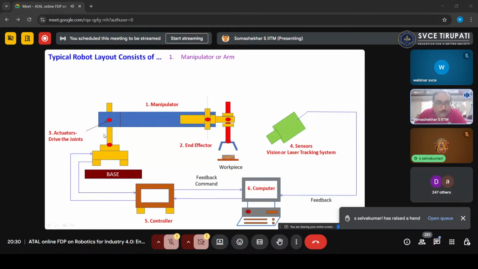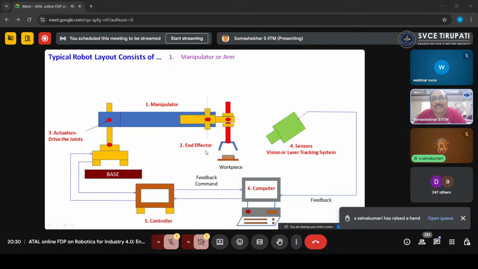Please note here, the manipulator is composed of what I will call anatomy. Various links are connected through joints. The joints are driven through various actuators. The manipulator means up to this red color. It is a manipulator, a robotic arm, which has the base, shoulder, arm, forearm, whatever it is.